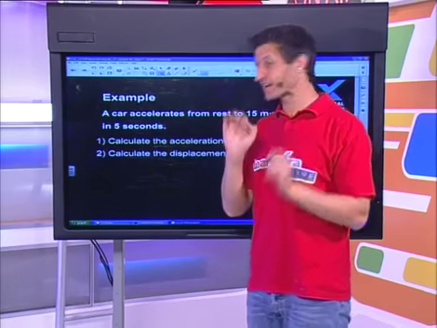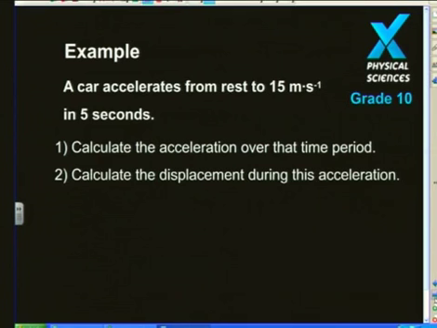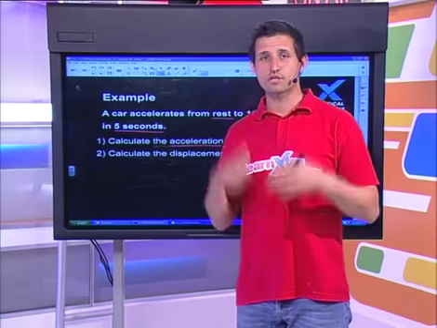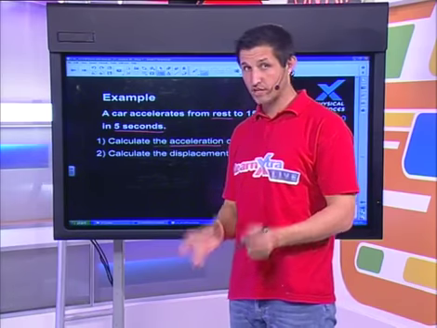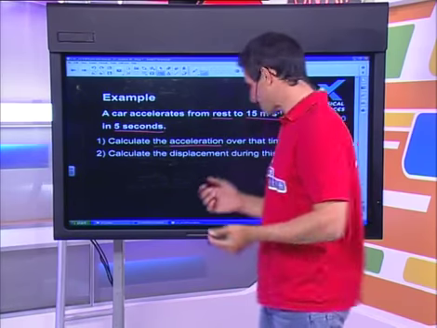A car accelerates from rest to 15 meters per second in 5 seconds. Now, we've got a lot of information, but we're not sure what we're being asked. The first question wants us to calculate the acceleration over that time period. So they are looking for acceleration. A lot of you are saying, okay, now I'm going to start shuffling my way through 4 equations. But you are leading this exploration. You're going in blind. So what I've got to do is arrange my information.